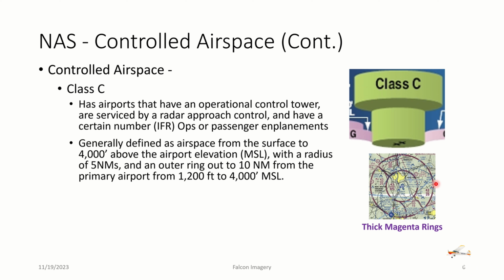So that ring shelf can occur anywhere from 1,200 feet upwards to the overlying top surface of the airspace at 4,000 feet. The Class Charlie airspace is represented by a thick magenta ring, as you see here on the right, whereas the Class Bravo airspace is represented by a thick blue set of concentric rings around the Class Bravo airspace.